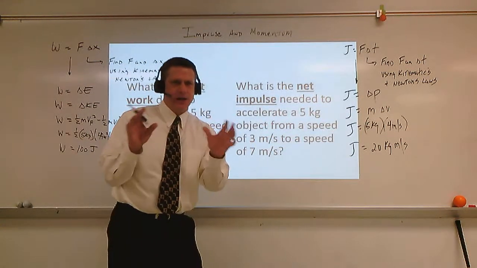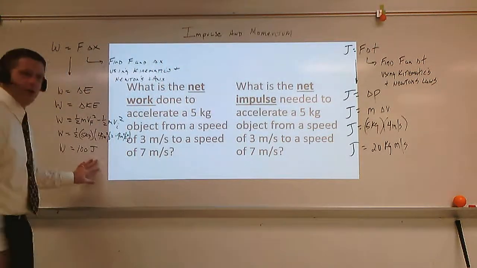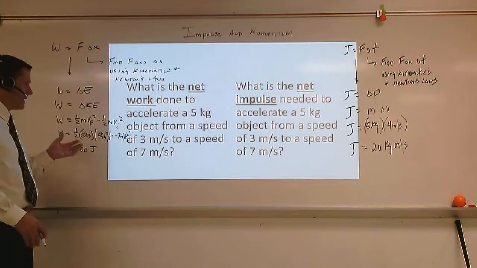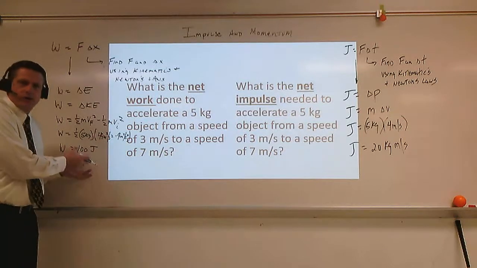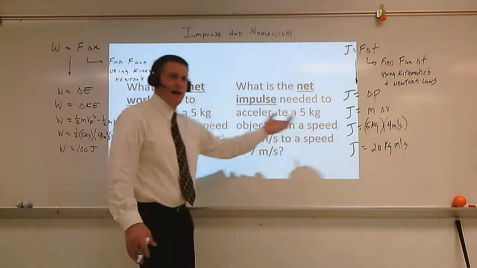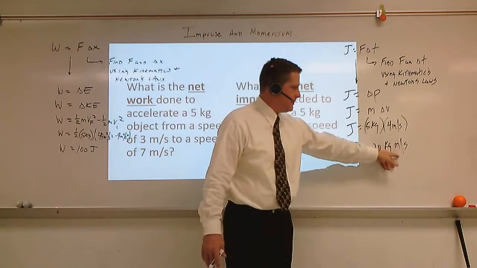It's not as clear cut though, because we don't have a derived unit, right? So joule is a derived unit, so we don't have to constantly say kilogram meters squared per second squared. We have a derived unit for joule. We don't have one of those for momentum. Our standard unit for momentum is kilogram meters per second.